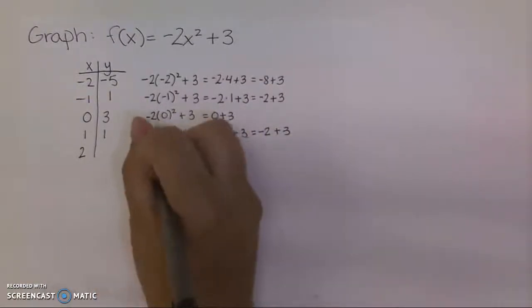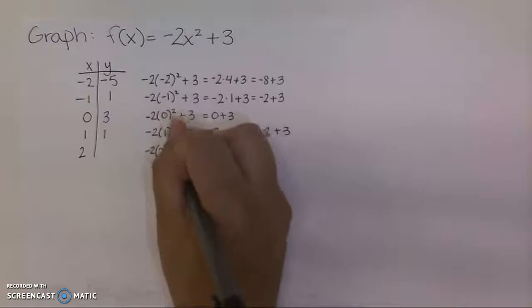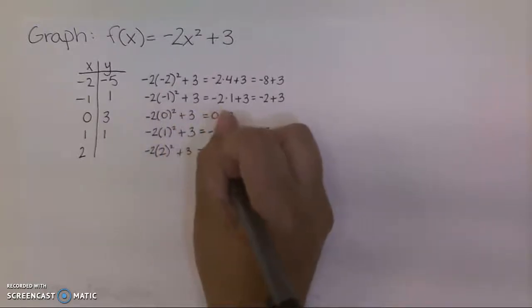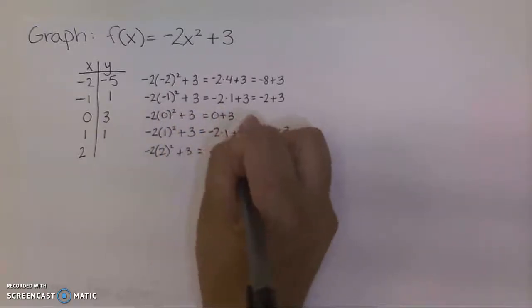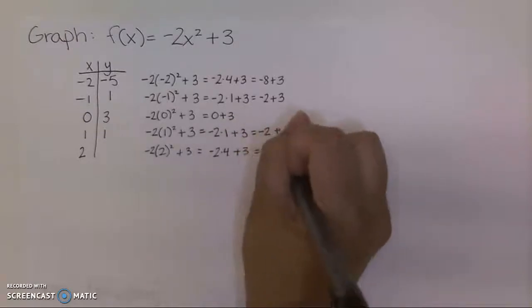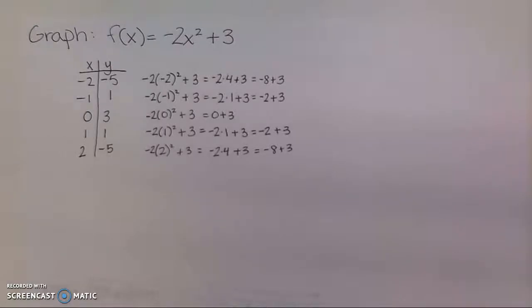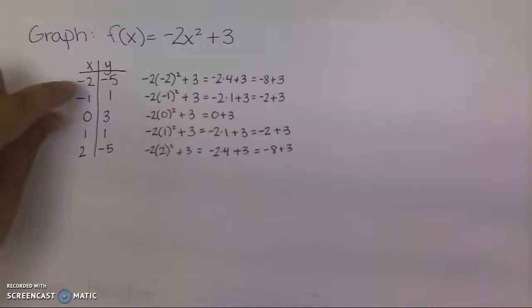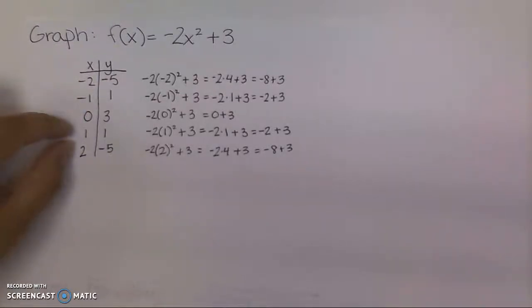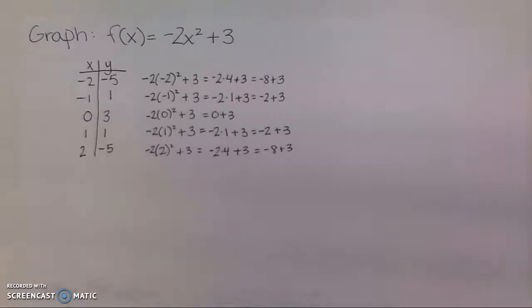Now I'm going to plug in 2, so I've got -2 times 2 squared plus 3. 2 squared, we already said, was 4. So -2 times 4 plus 3, which is -8 plus 3, which is -5. So as I said before, if you've got an ax squared quadratic or an ax squared plus c quadratic, after you do -2, -1, and 0, you can just repeat the values on the other side of 0.